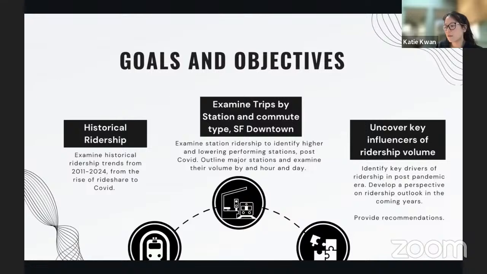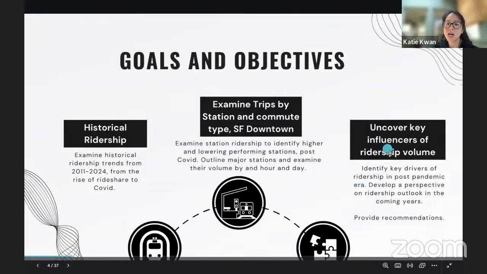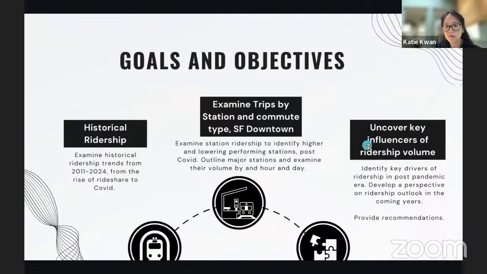And I wanted to do a deep dive into San Francisco downtown, because I thought it was the most interesting. The last thing is I wanted to uncover key influencers of ridership volume. What is driving it? What stations are the busiest? What kind of characteristics or what kind of neighborhoods are driving our ridership volume? Okay.